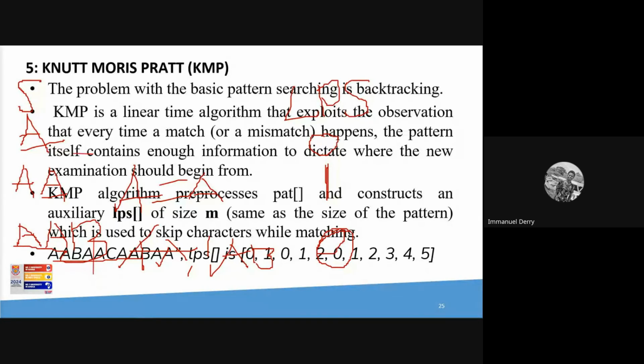Now, similarly, we can do it for the next substring. Who can help us get the next substring? AABA. Okay, so we have A, B, A.